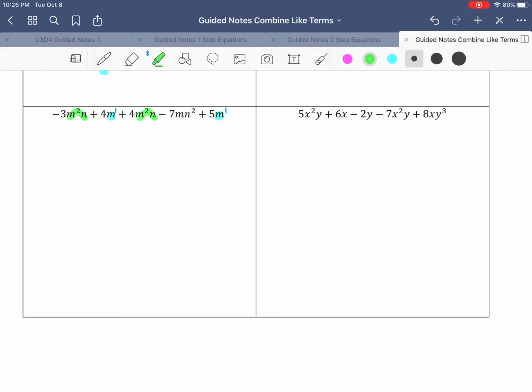Right here. So I know m squared n are like terms with each other because the m is squared and the n has an exponent of 1, right? So I'm going to have to combine those. And then mn squared is actually not alike with anything else, so that one's going to stay the same. So I have a -3 and a 4, so that's just going to leave me 1 m squared n, and then a 4 plus a 5 gives me a 9m minus 7mn squared.